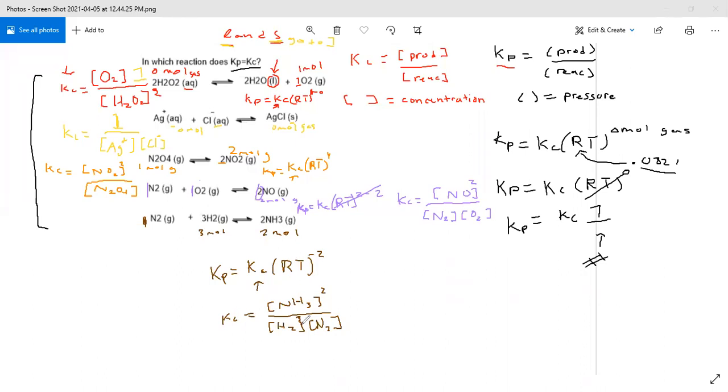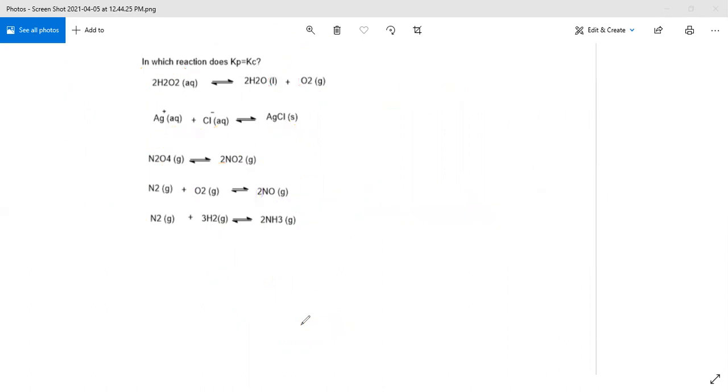So I'm going to clear this and do a problem. Here's a problem. Actually, I don't have to rewrite it because it's already here. We're going to use this one.